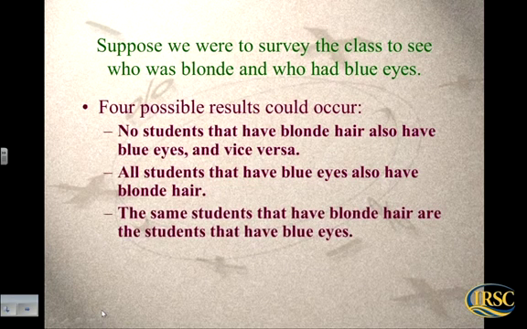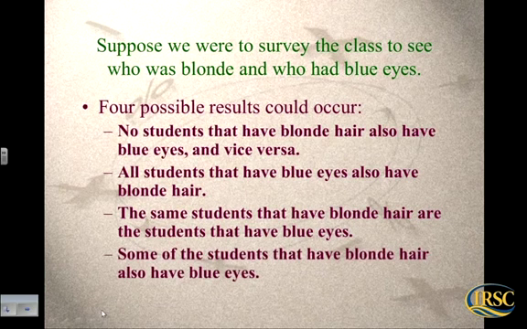The same students that have blonde hair are the students that have blue eyes. So this time, when I ask everybody with blue eyes to stand up, they are all blonde, but also there are no other blondes sitting down in the room. So they are the same group of people. Everybody with blue eyes has blonde hair, and everybody with blonde hair has blue eyes. So that's the third possibility that could happen.